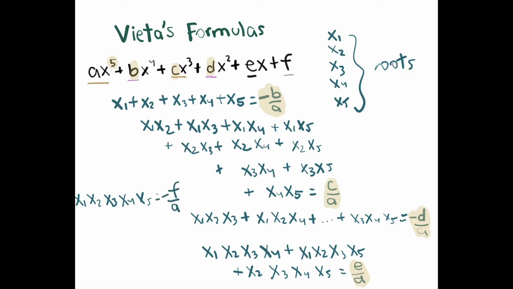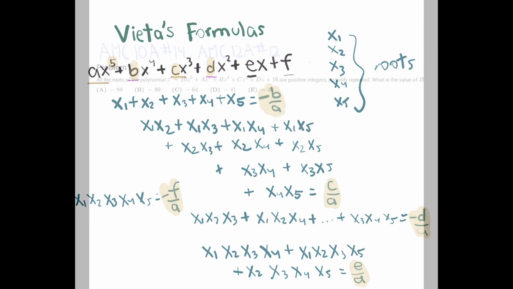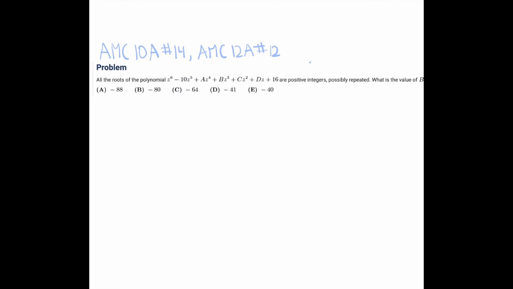As you can see, the negative and positive are alternating, but it always starts with negative. So we can use Vieta's formulas to tackle this problem. Let's just call the 6 roots a, b, c, d, e, and f, not to be mistaken with the uppercase coefficients. Those are different. We can see that 2 of the coefficients are already given to us, negative 10 and 16, and we can use those 2 numbers to find the relationships between the roots.